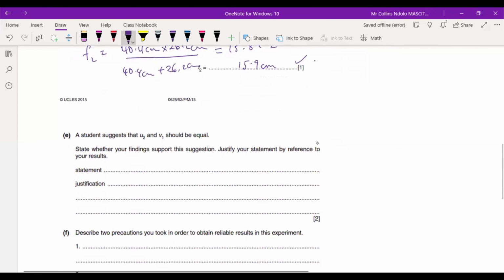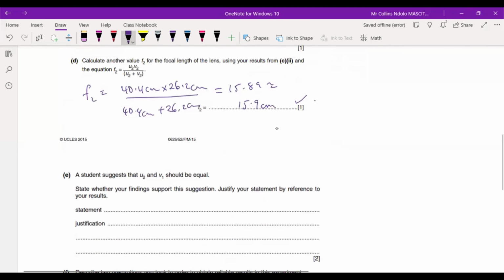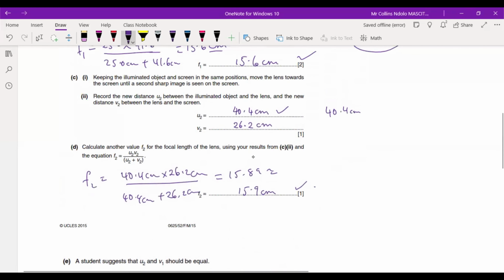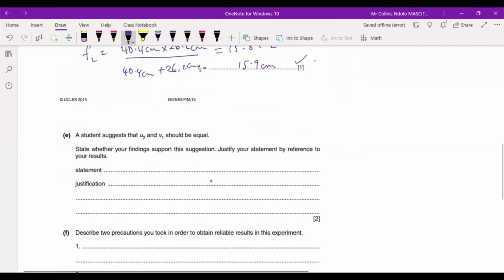There is a part E of this question. A student suggests that U2 and V1 should be equal. State whether your findings support this suggestion. Justify your statement by reference to your results. So please, this is the point whereby even if your values don't make sense, you will get a full mark here depending on how you make your conclusion or justification.